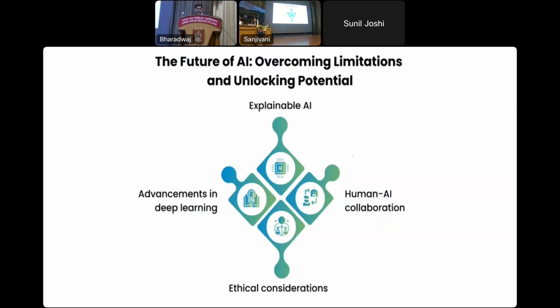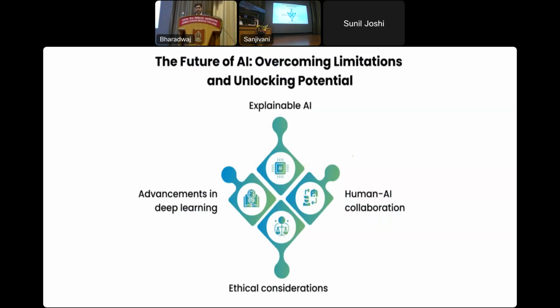And what will be the future of AI? Basically, we have to collaborate with the IT people or the software-based people for advancements in deep learning. There will be collaboration between human and AI, the way real-time support is required. Explainable AI and ethical considerations, with time it will be clear. And another future is where we as clinicians are not directly connected with the software companies.